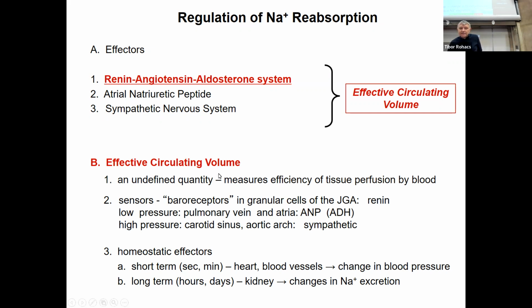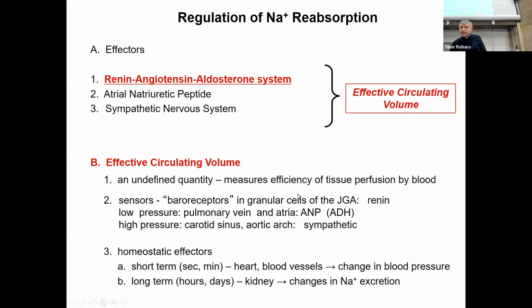What is an effective circulating volume? It's basically a measure of the efficiency of tissue perfusion by blood. It's not something that can easily be measured, but it's a volume, and as such, the higher the volume, the higher the pressure is. The sensors that regulate are generally baroreceptors.